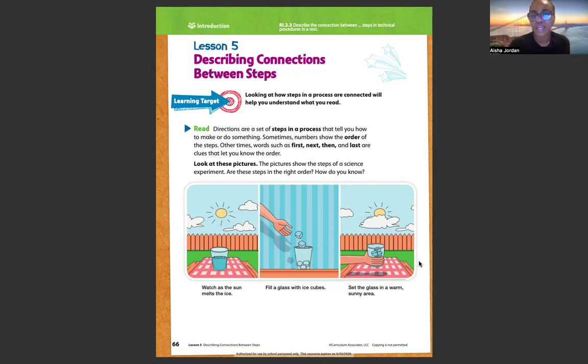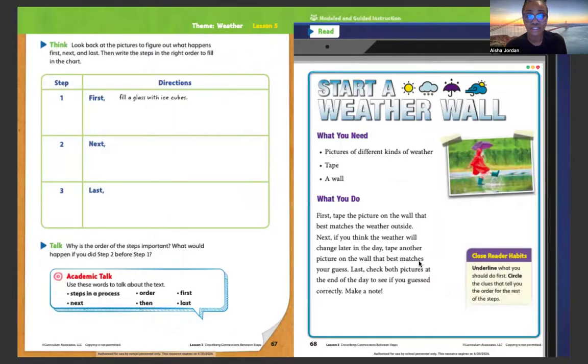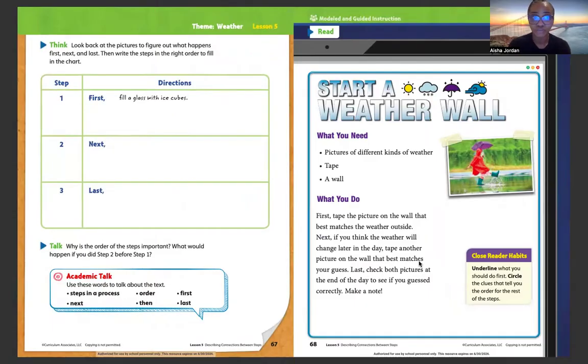All right. And then I want you to look at page 67. I want you to look back at the pictures that we just saw, and I want you to write the steps that are in order. What comes first, what comes next, what comes last. And think to yourself, why does the order of things have such importance? What comes first, what comes next, what comes last? Think about that.